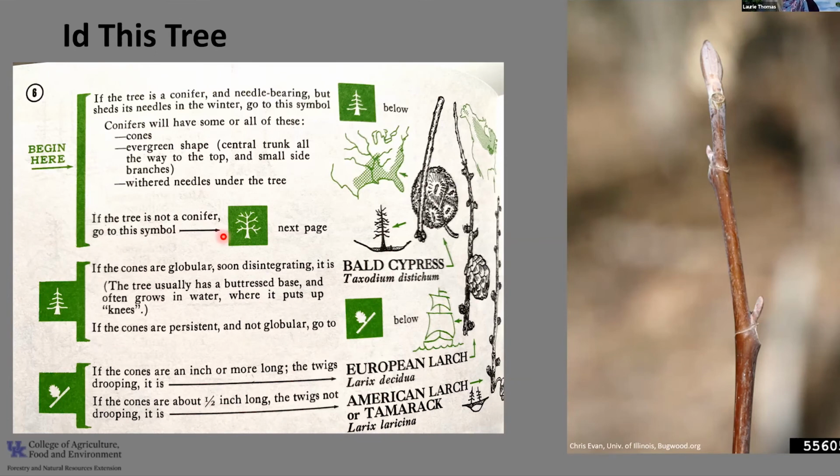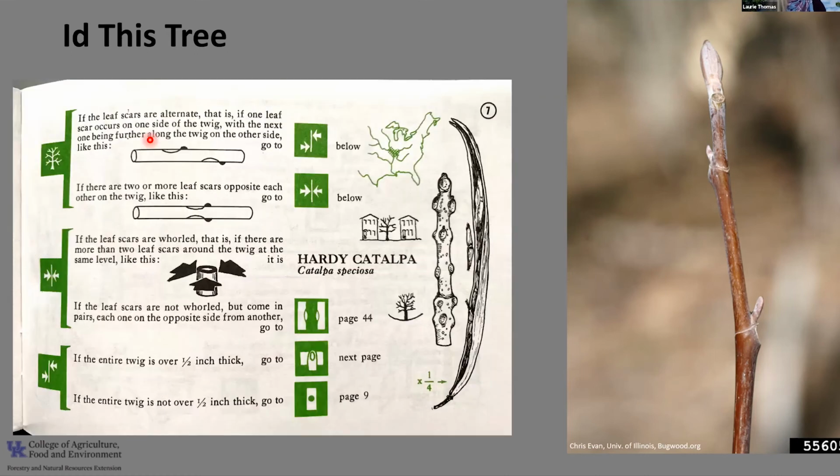So we're going to follow our deciduous tree symbol over to the next page at the top. And now we're going to look at the arrangement of those leaf scars and those buds. Are the leaf scars alternate, or are the leaf scars opposite? Well, we've got a leaf scar down here. So the scar would be right below the bud. And then we move up the twig before we run into another leaf scar. So this would be alternately arranged leaf scars and buds. So we're going to go to the bottom set of brackets this time.